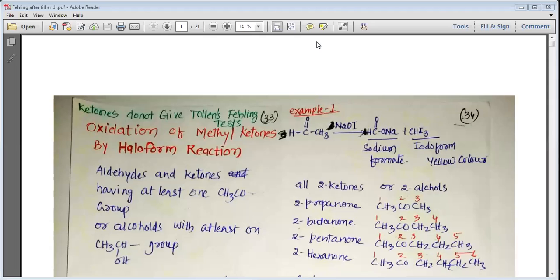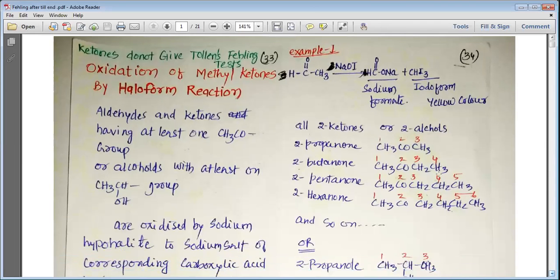Fehling test. Aromatic aldehydes do not give Fehling test, whereas aliphatic aldehydes can go for the Fehling test. In the same way, ketones do not give either the Tollens test or Fehling test, but ketones give a new test, which is known as the haloform test, which we studied yesterday.